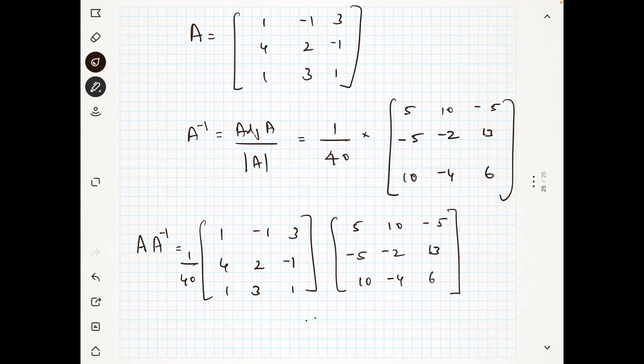So 1 by 40 into this matrix. This is the matrix A, and this guy along with this is representing the adjoint of A by determinant of A, it is A inverse. Now if you multiply this exactly, you will get 1 0 0, 0 1 0, 0 0 1. That is the beauty. This is nothing but an identity matrix. If you multiply this, you can check it out.